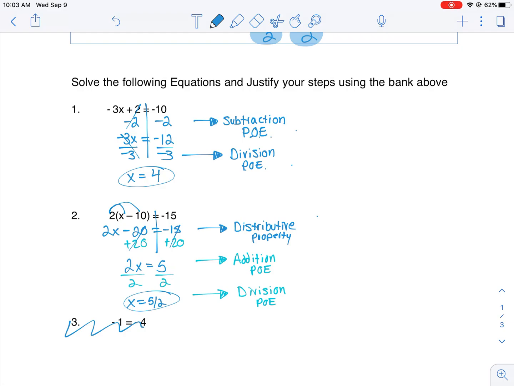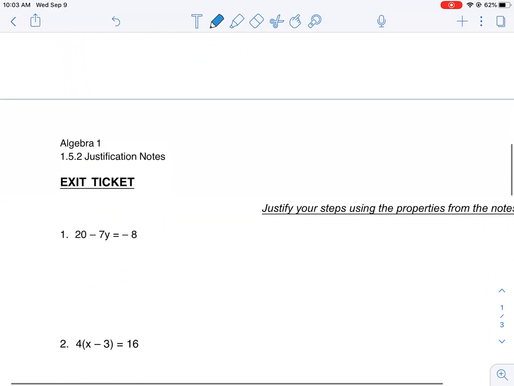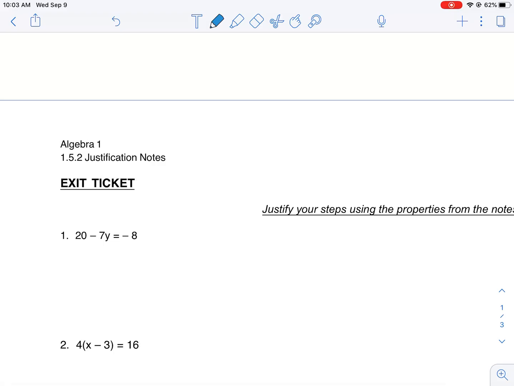But these are basically the justifications for each step. So it's really what we've been talking about. You're just going to state what you are doing.